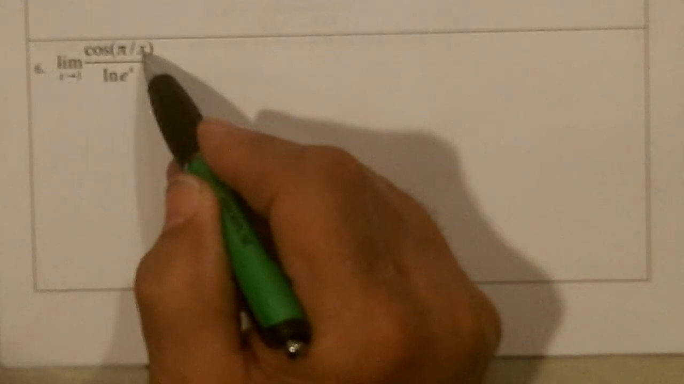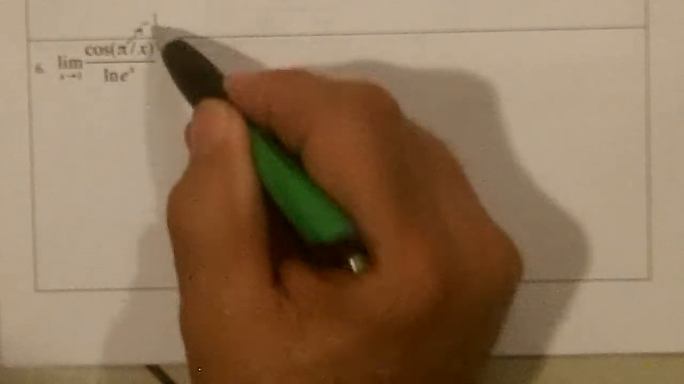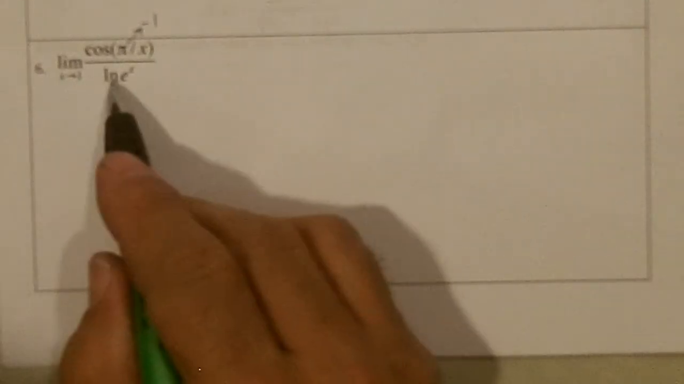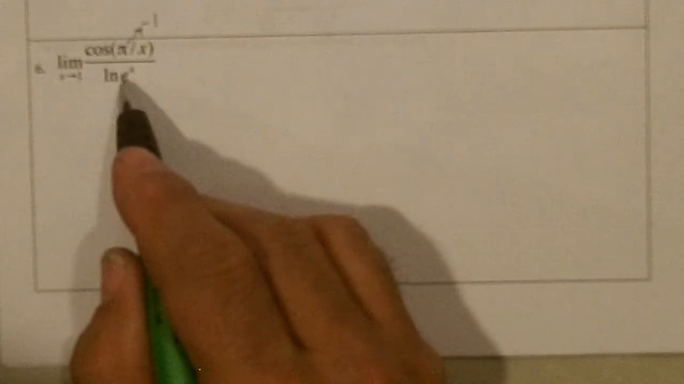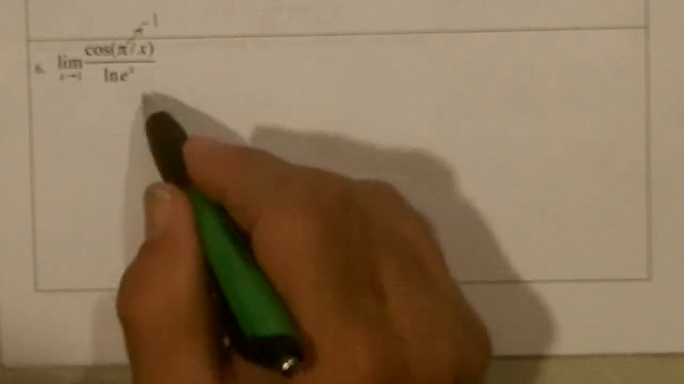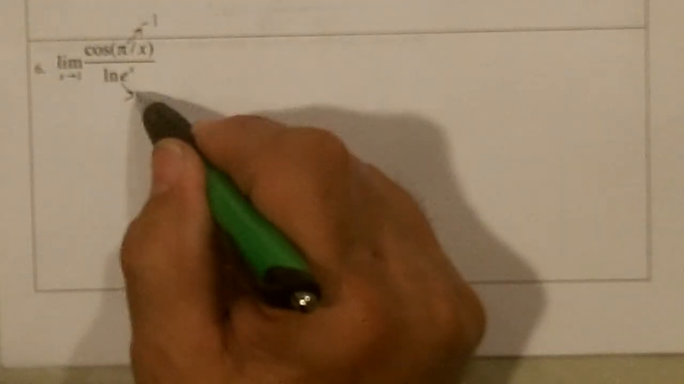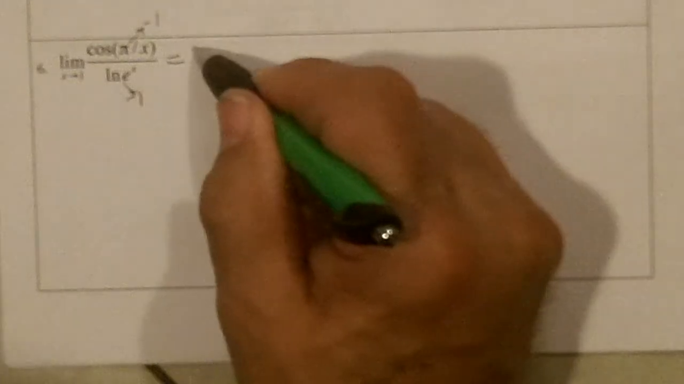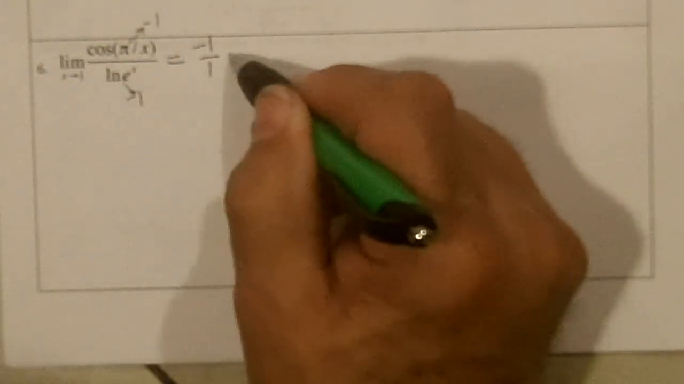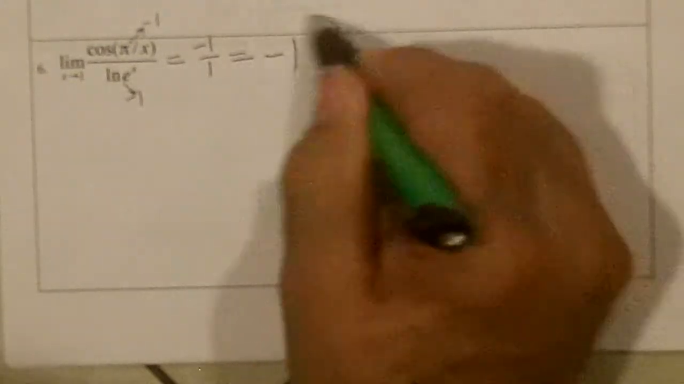The bottom, is it indeterminate? Can I put 1 in here? I get the cosine of pi over 1. Cosine of pi, this is negative 1. If I put 1 in here, I get the natural log of e to the 1, or natural log of e. Well, that's 1. So this is not indeterminate. I can put in 1 because it doesn't cause any problem. And when I do, I get minus 1 over 1, which is negative 1.